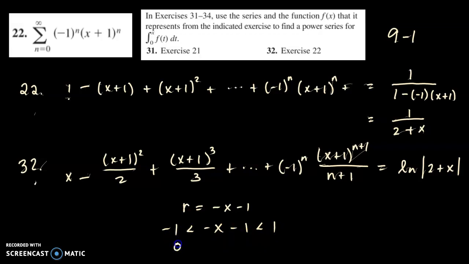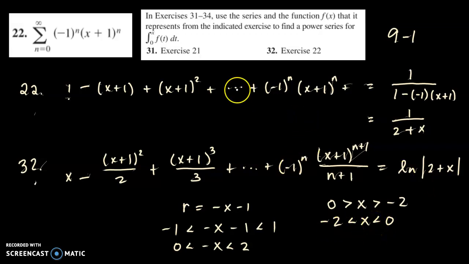So if we solve this for x, we would add 1 to both sides. So we'd get 0 is less than negative x is less than 2. And then we divide by negative 1, so we get 0 is greater than x is greater than negative 2. And then we can rewrite that so it looks the way we're used to seeing it, as negative 2 is less than x is less than 0. So this thing has an interval of convergence from negative 2 to 0.